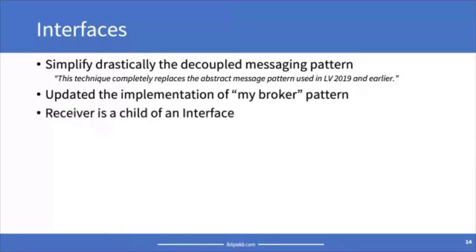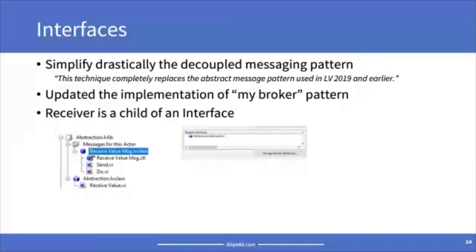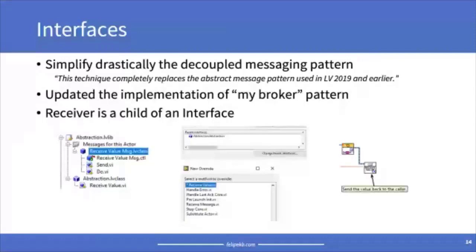I then updated my implementation of my broker. The receiver now is not a child of the abstract message, it is a child of an interface. This is an example from LabVIEW. You have a message class with the send and do methods, and also an abstraction class, which is an interface that has a receive value method. In your target class, you inherit from this interface and override this receive value method, and now every time your query is used to send a receive value message, your actor will execute this receive value method.